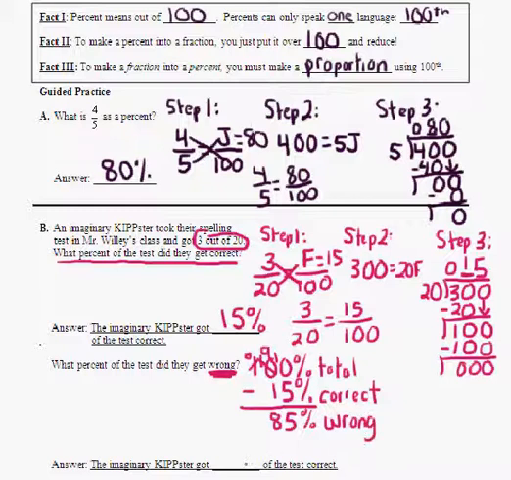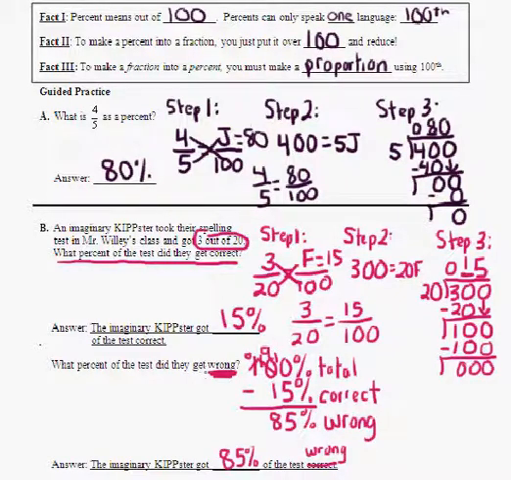And there was a small blunder here. The question said what percent did they get wrong, so the imaginary Kipster got 85% of the test wrong.